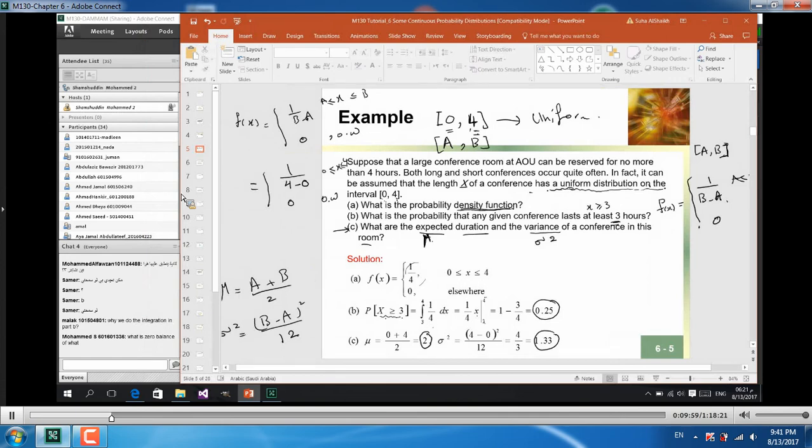We do the integration because we want the probability for greater than or equal to 3. When we had probability in chapter 3 and wanted the probability of greater than 3, we did integration. Greater than 3 means the integration from 3 to the end of the interval, which is 4, of f(x).